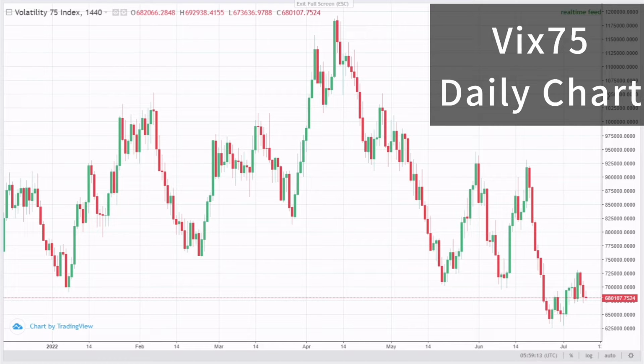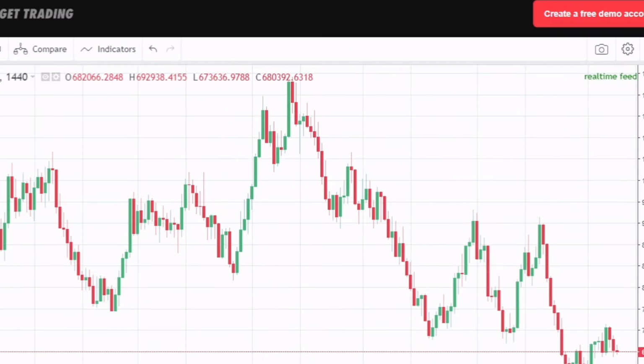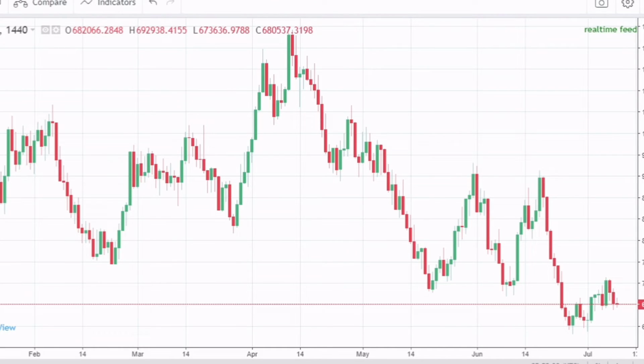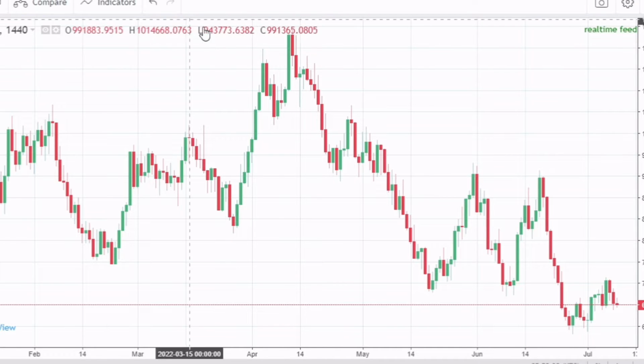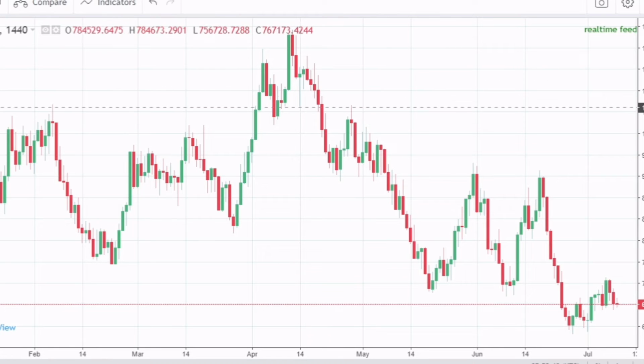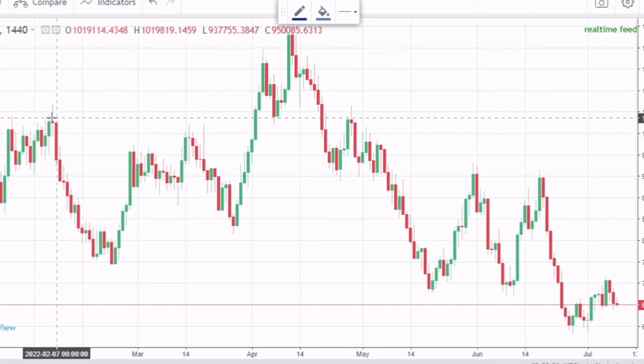We're going to start by showing you these demand and supply zones and how VIX75 has observed them. I need some tools. We're going to get that triangle, and of course we'll start it from the top.